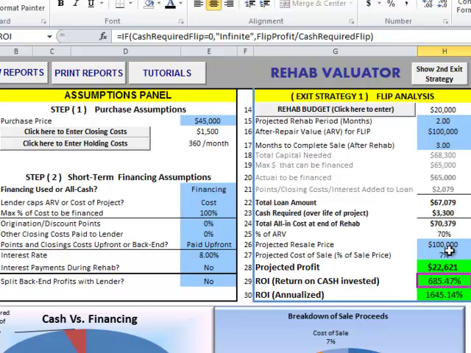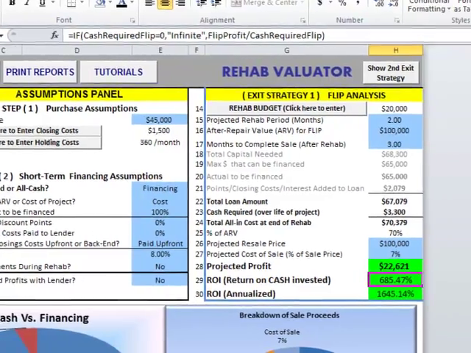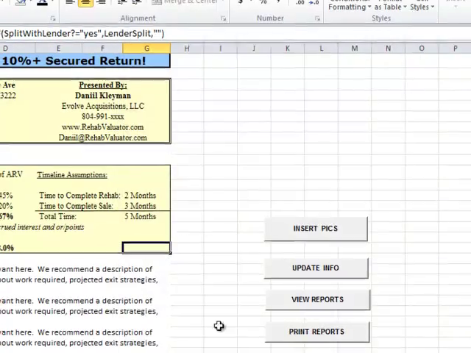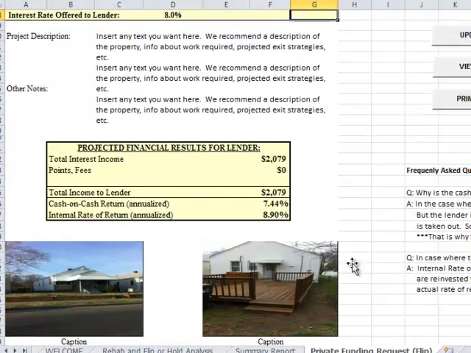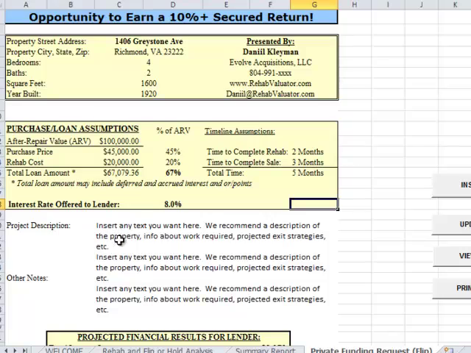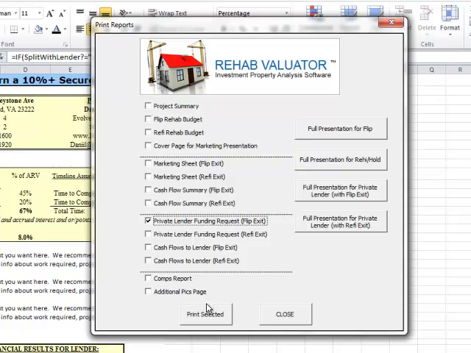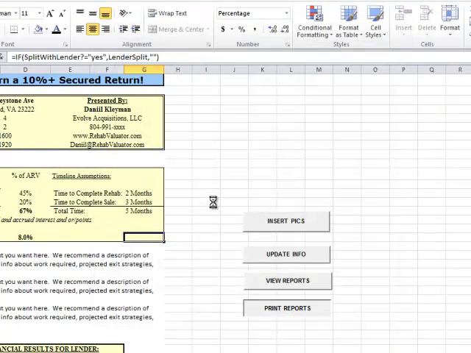So the cool thing about this software, and obviously I'm partial, is now that you've got this deal and you want to actually present this to your private lender, here's what you do. You go View Reports, Private Lender Funding Request. And you go here, you upload a couple of pictures. It's very simple, and you can type in the description of the project here and notes about some of the work required, and then you just create a one-page marketing sheet out of this, and this is what it looks like.